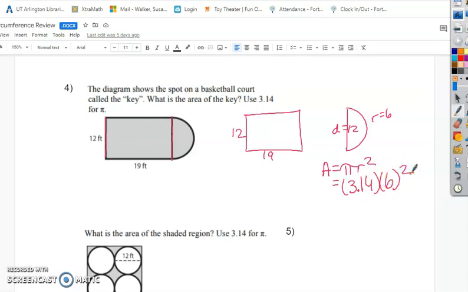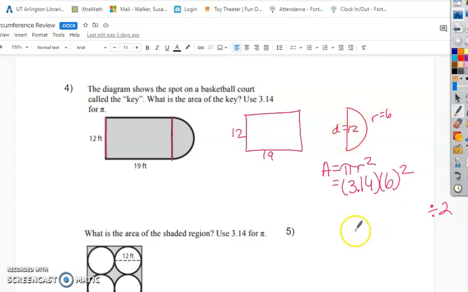Okay, you need to multiply that out. And don't forget, guys, I'm going to put it over here to the side. You have to divide this by 2. This gives you the formula. That is the formula for the entire circle. We only have half a circle, okay?